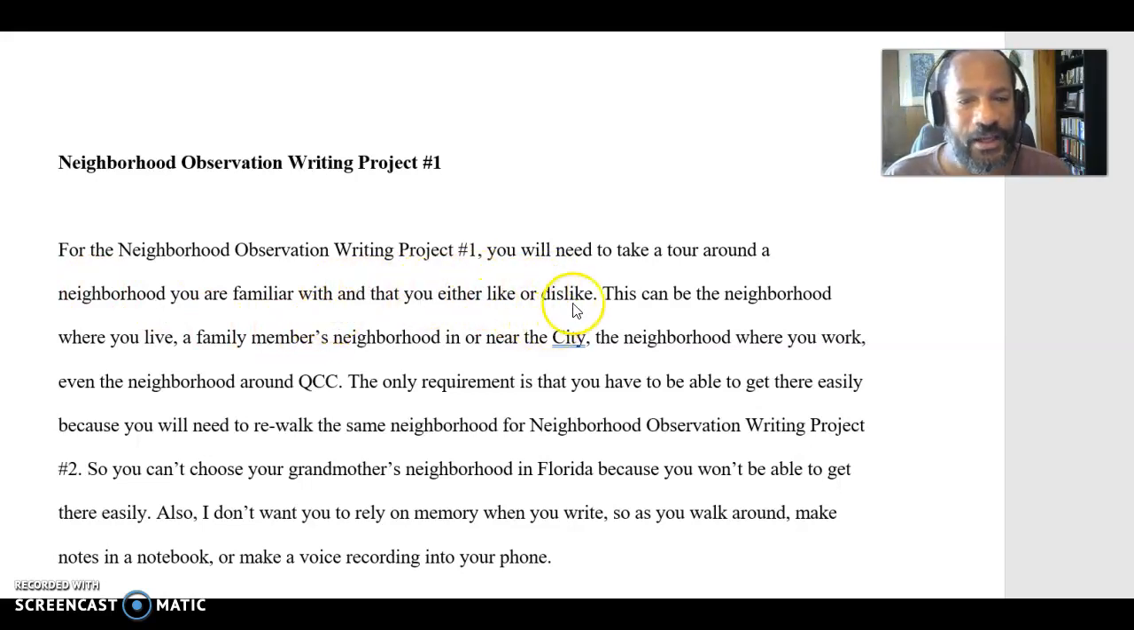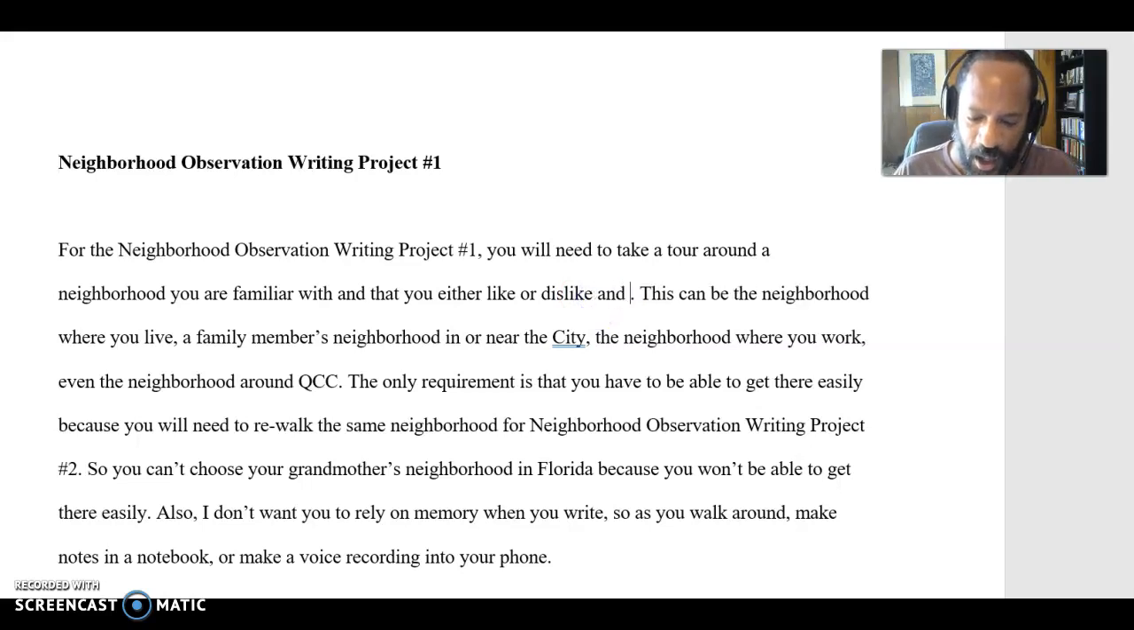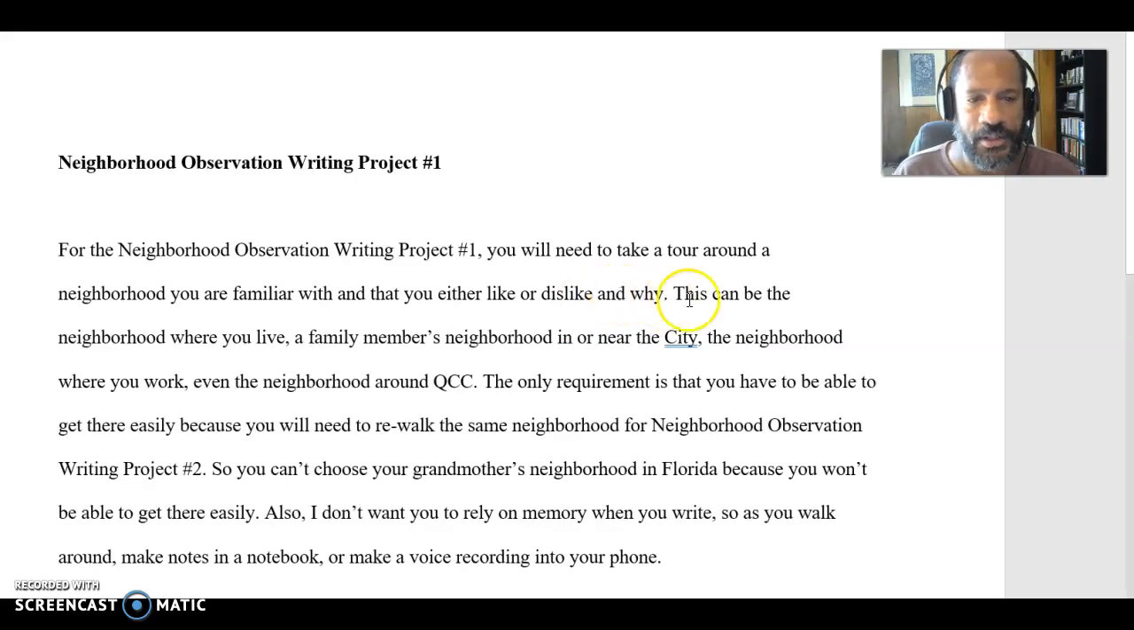Now, that like or dislike part has to do with what we were talking about earlier about a thesis. I want you to have a clear sense of what you're trying to say about this. If I simply told you to go out and observe what you see in the neighborhood, that wouldn't necessarily hold together as an essay. I saw this, I saw that, I saw that. Well, yeah, but what does it all mean? Either you like or dislike it, and why. I'll add that in there. And why you either like or dislike it.